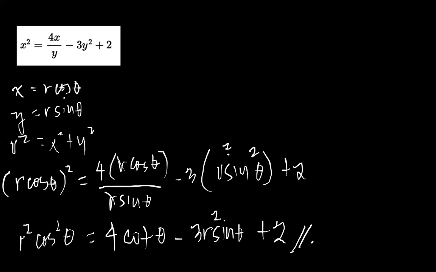Or if you want to simplify cosine squared into sine squared such that you can combine that with this, that's fine as well. You can also do that. But still, you cannot simply express this equation in terms of sine because you still have the cotangent here, okay? So I would accept this one as an equation, all right? Okay, here we go.